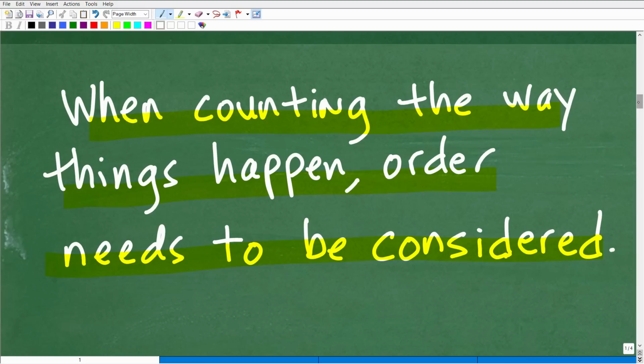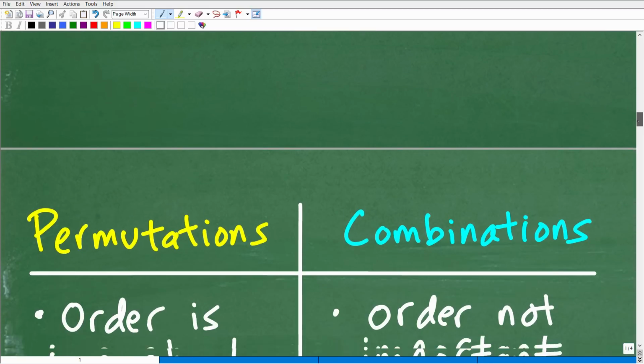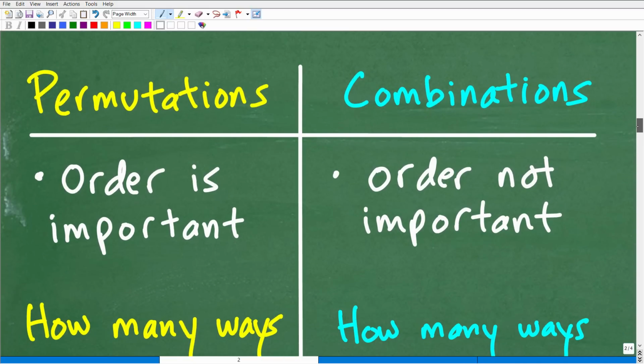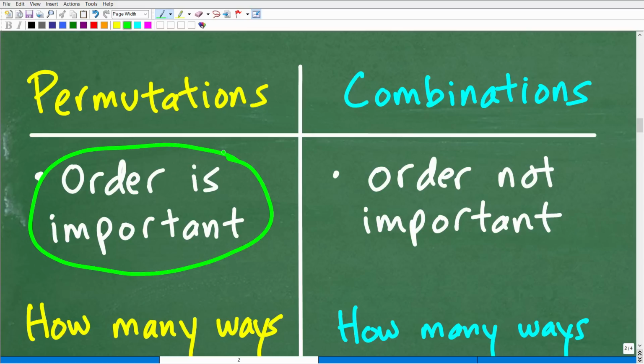Well, let's get into this further, because this is the whole essence of what we call permutations and combinations in mathematics. Some pretty fancy words, and let's get into it right now. A permutation is a counting situation where order is important. Order is important. I'm going to give you some examples here in a second. A combination is where the order of selection is not important.